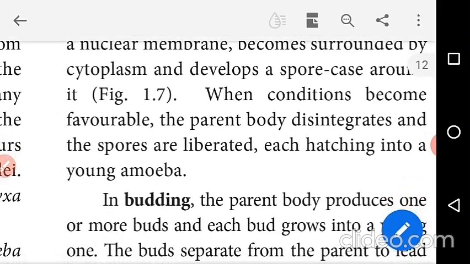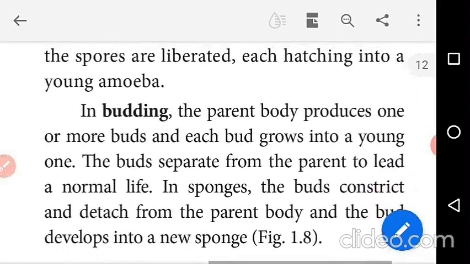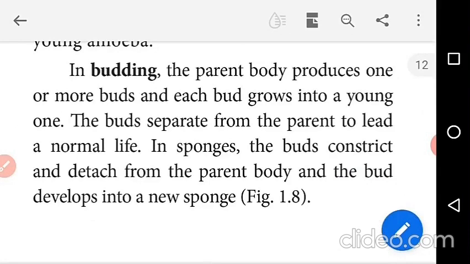That is called sporulation. The next one is budding. In budding, the parent produces buds, and the buds grow into young ones. The buds separate from their parent and lead their normal life.